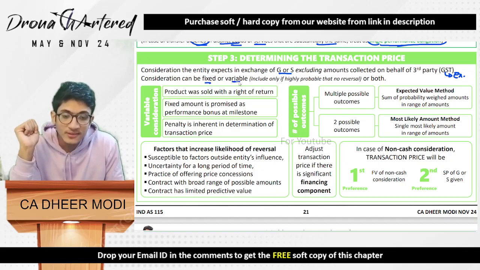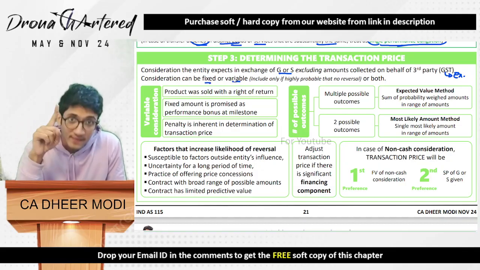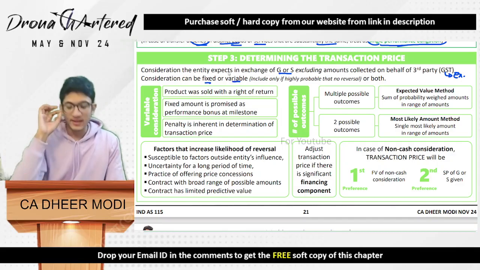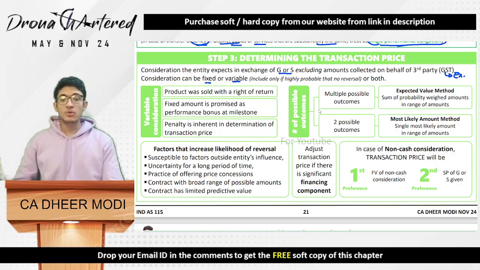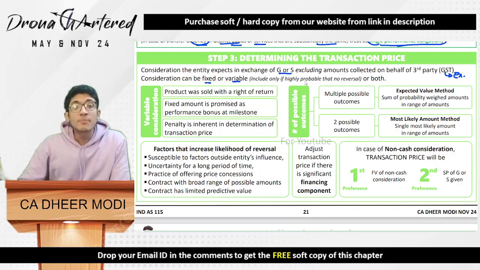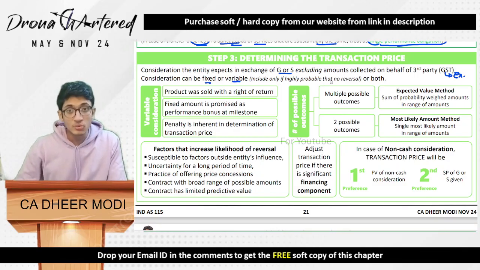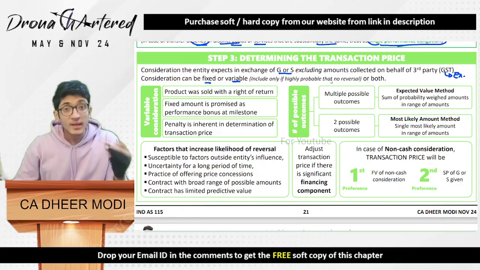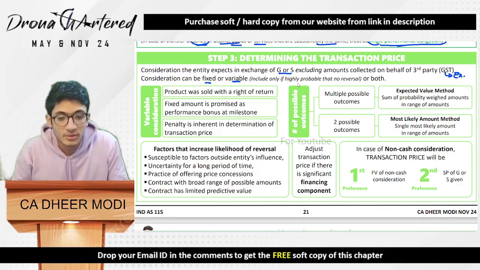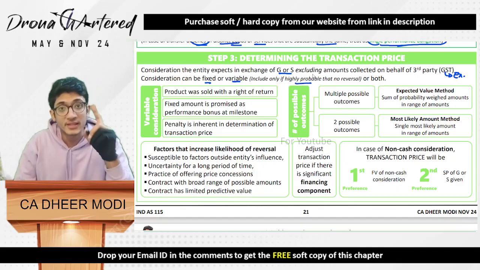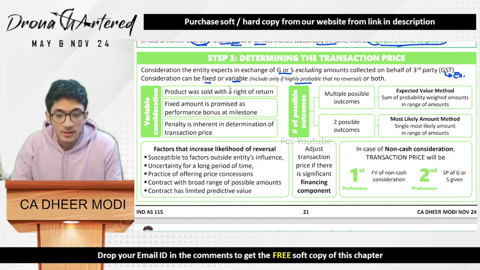Consideration can be fixed or variable. And variable consideration, remember, will only be included if it is highly probable that there will not be a reversal of this. That means the conditions whatever it is based on will most probably be satisfied. So it should be highly probable that these will not be reversed.